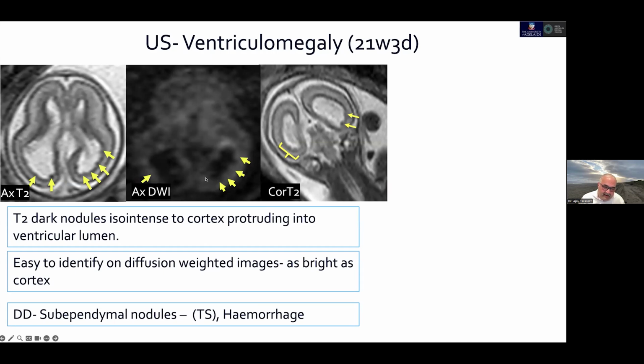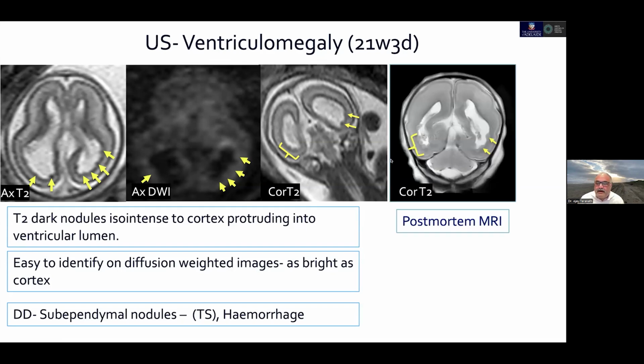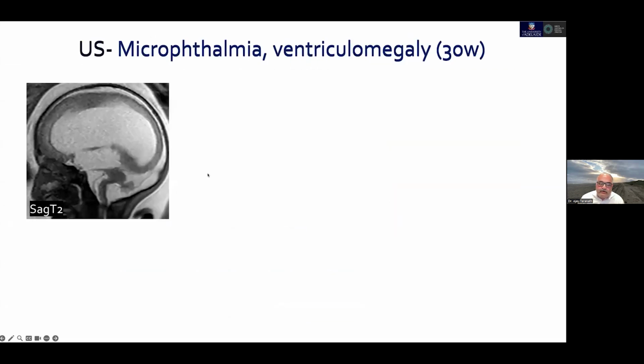So you can, with the eye of faith, appreciate a subtle undulation along the ventricular margins here, which corresponds to the heterotopia. The differentials in this condition would be a subependymal nodule in the context of tuberous sclerosis, hemorrhage, etc. And then the postmortem MRI confirms the presence of the nodules that are seen on the fetal MRI. We got a diagnosis of LAMC3 mutation on that.